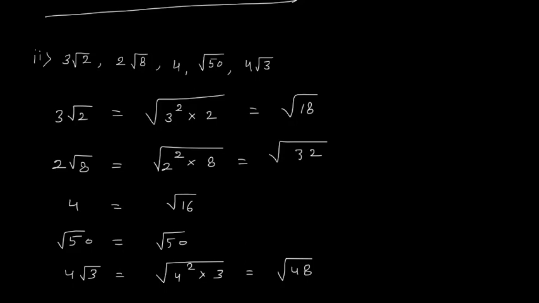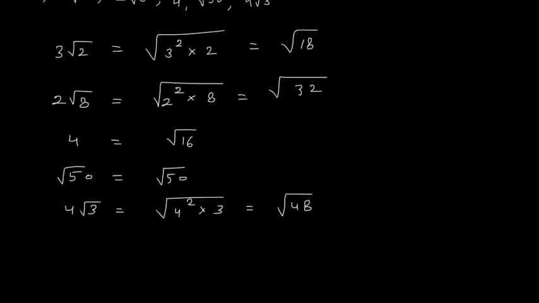Okay. So these are the numbers. Now I have to arrange them in ascending order. So you can see that this root 16 is the smallest number. Then I have root 18. Then I have root 32. Then I have root 48. And then I have root 50.